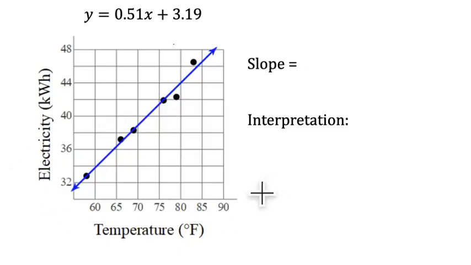Let's interpret the slope of this model. According to the equation, the slope is 0.51, which means that, on average, each 1 degree increase in temperature was associated with an increase of 0.51 kilowatt hours of electricity consumption.